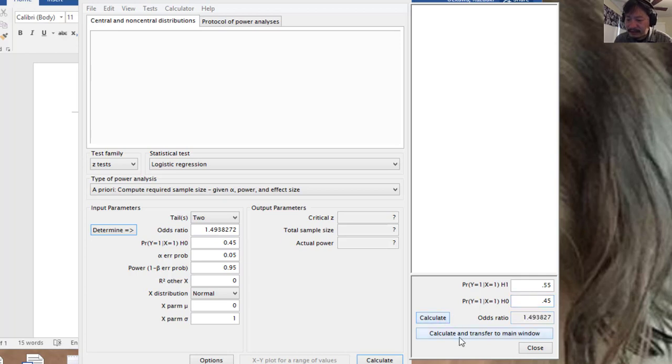And I already pressed this. Now let's take a look. So odds ratio was transferred based on this calculation. This one, 0.45, is also based on what I entered, which is the proportion of successful outcome in the comparison group or control group. This one, alpha error probability, it's an alpha level, so I put 5%, 0.05.